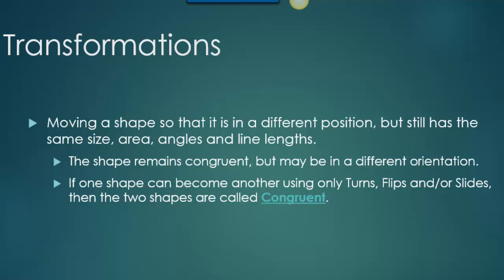So if you think of a triangle that's upright with the top point at the top and the two bottom points, and then if you were to turn it so that the longer side was straight up and down and the point was over off to the side, the orientation is different, but it's still a congruent triangle in that everything else remains the same.